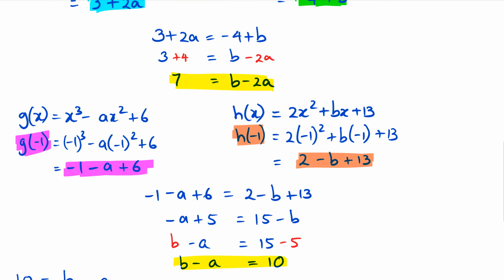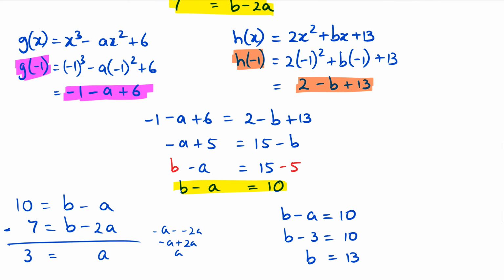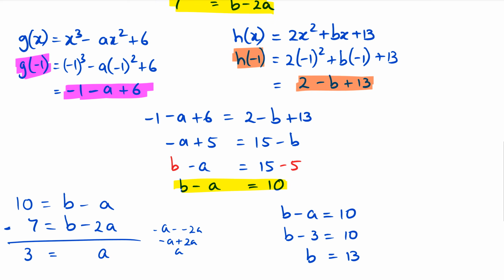Now it doesn't matter whether you use g of x or h of x. Either one is going to give you the answer. So I'm going to use h of x here. Actually, I might use both just to show you that it doesn't matter. So remember that h of negative 1, we wrote as 2 minus b plus 13. And because b is equal to 13, we can say that 2 minus 13 plus 13 equals 2. So if I use h of negative 1, then the point I get is negative 1 and 2.